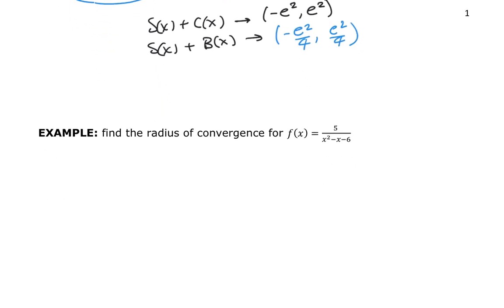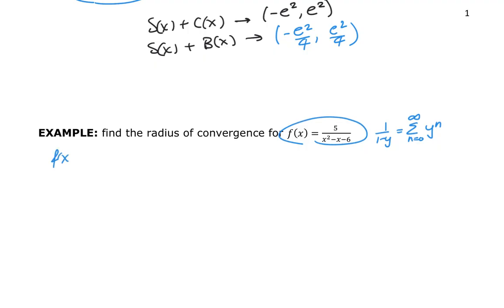So now we've got one that is slightly different than what we've seen before. We want to find the radius of convergence for 5 over x squared minus x minus 6. I'm going to use that definition that we've used before, which is 1 over 1 minus y is equal to the series as n equals 0 to infinity of y to the n. So I'm going to use partial fraction decomposition to rewrite this.